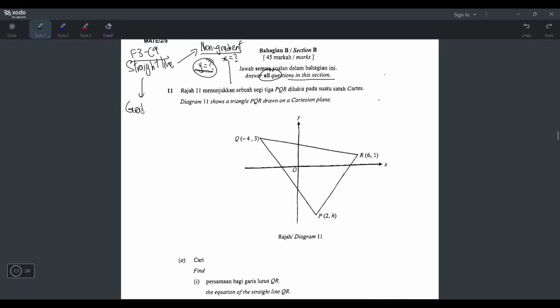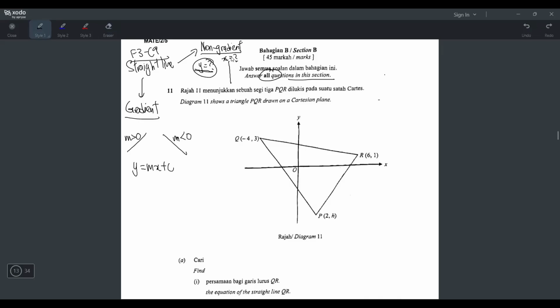But if it's a gradient line, the line will look like this. Sengit, sengit, right? If it's sengit like this, the gradient is positive. If it's sengit like this, the gradient is negative. We need to remember how to find gradient, of course, because for this type of line, the equation will be y equals mx plus c. So it's different from the non-gradient line.